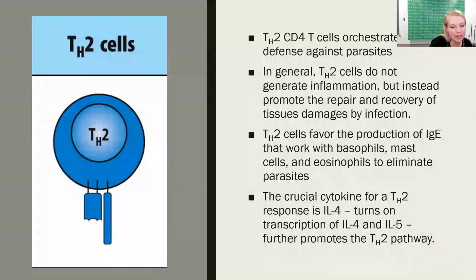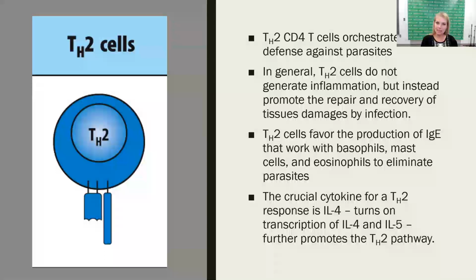It is really great against parasites. They really do not generate a lot of inflammation, but rather promote repair, recovery of damaged tissue where parasites might have been causing an infection. And so T helper 2 cells are going to drive B cells to produce IgE. So it will interact with B cells to get isotype switching to occur. So it's more of a humoral response.